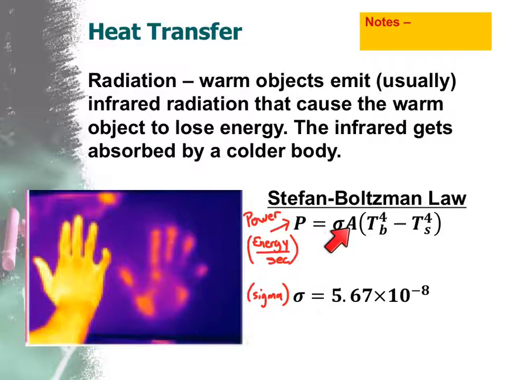Times the area of the object. And then we have a difference, but it's the difference in temperature raised to the fourth power. So this temperature is the temperature of the body. In this case, it's the person's hand, so the body temperature. And this has to be in Kelvin, just like all the other laws that we've been dealing with so far. And this is actually the temperature of the surroundings. So T sub S means surroundings.